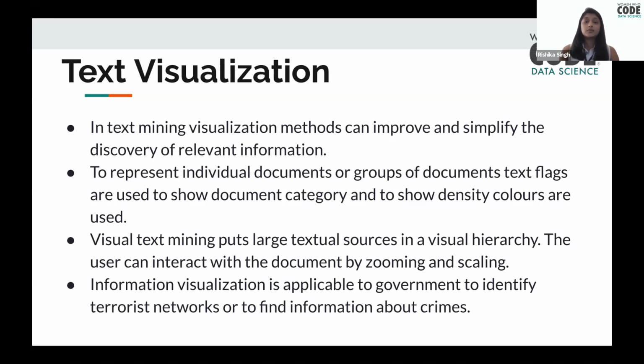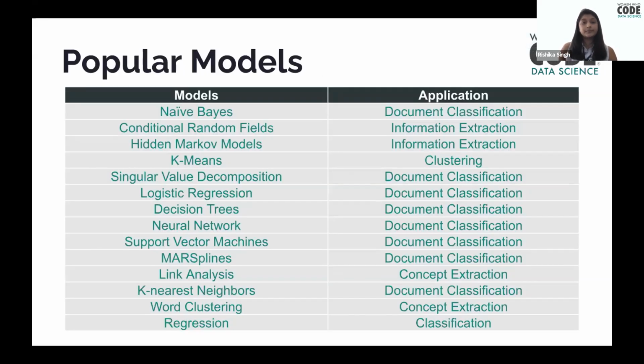Visual text mining also puts large textual sources in a visual hierarchy. In this way, the user can interact with the documents by zooming and scaling and viewing the overall hierarchy of all of the documents that we have as our textual source. Information visualization is very applicable to government to help identify terrorist networks or to find information about crimes. So it has several important applications in the real world.